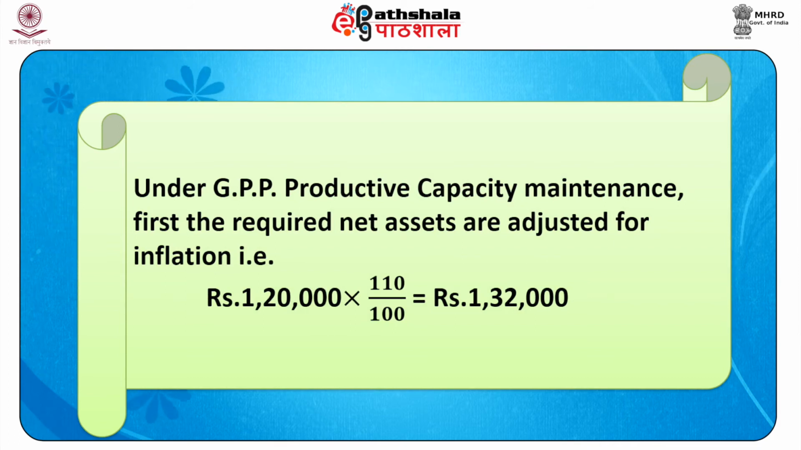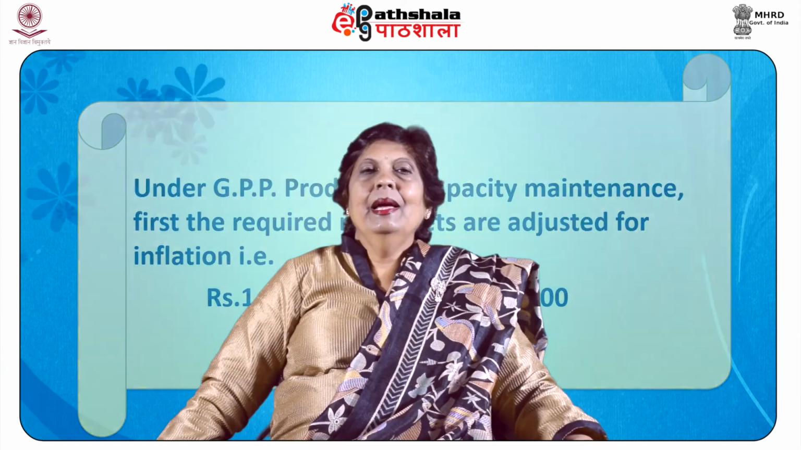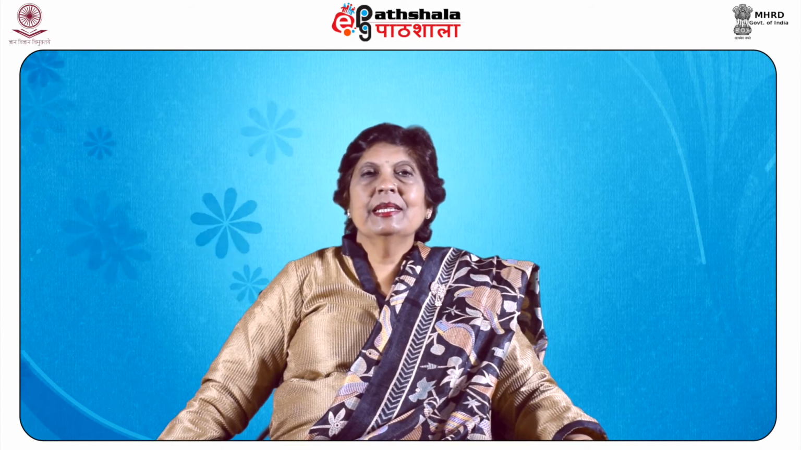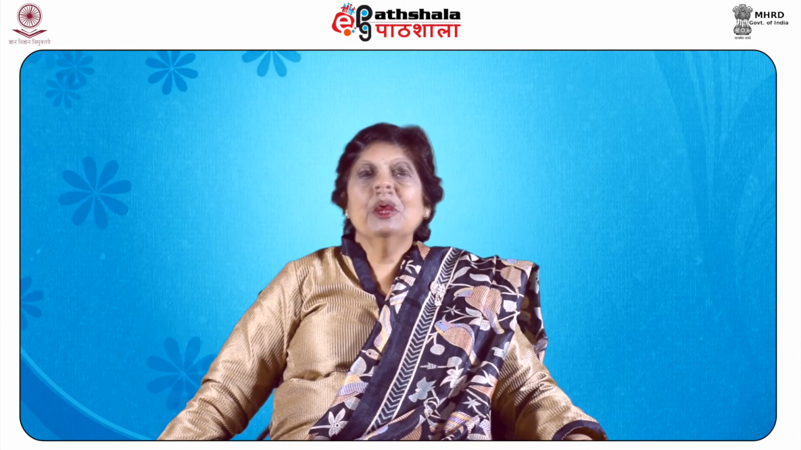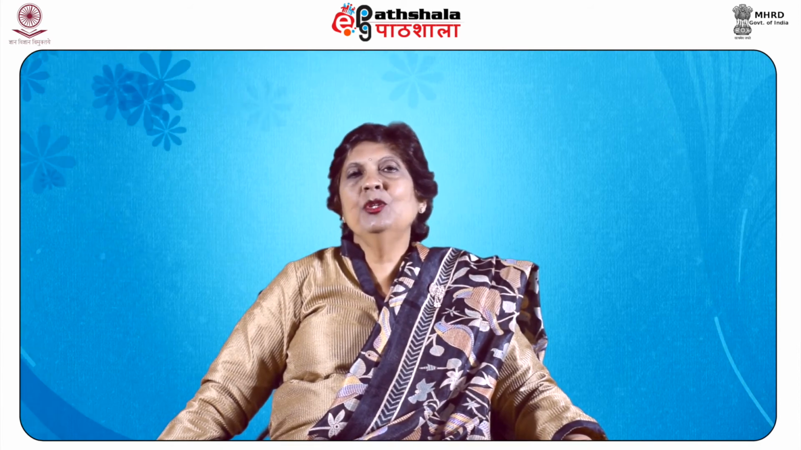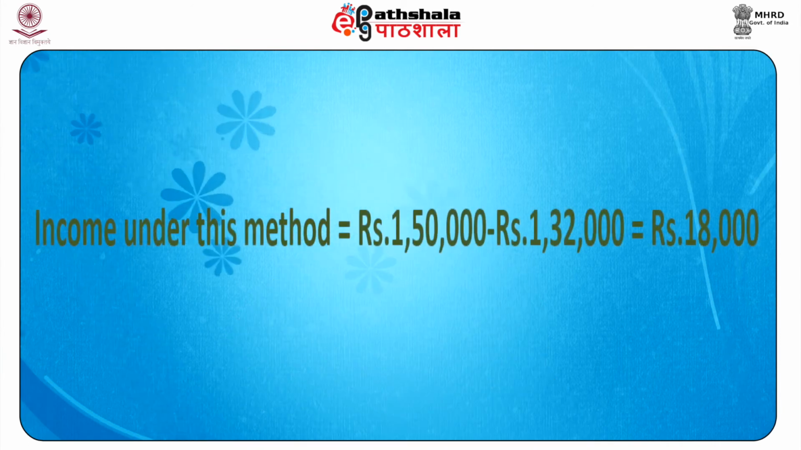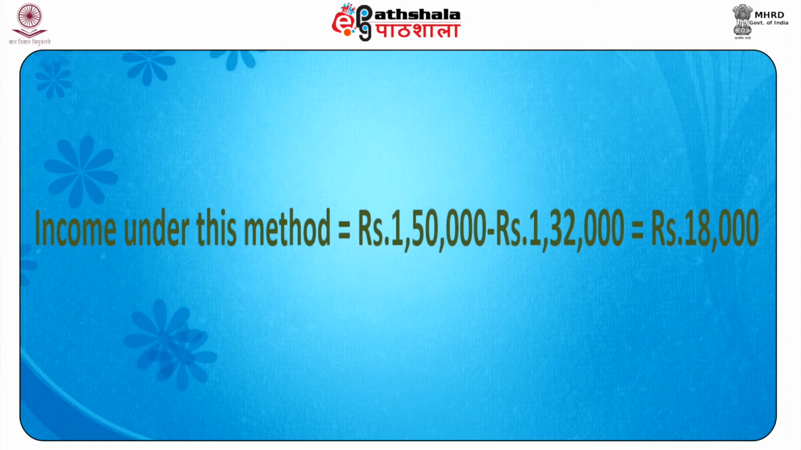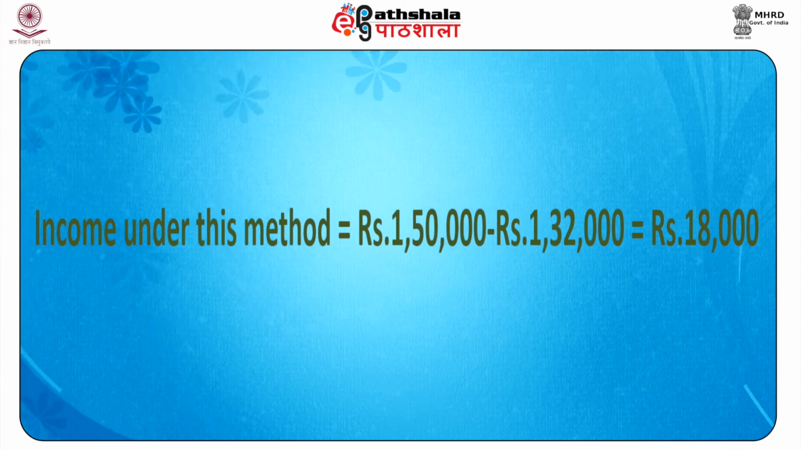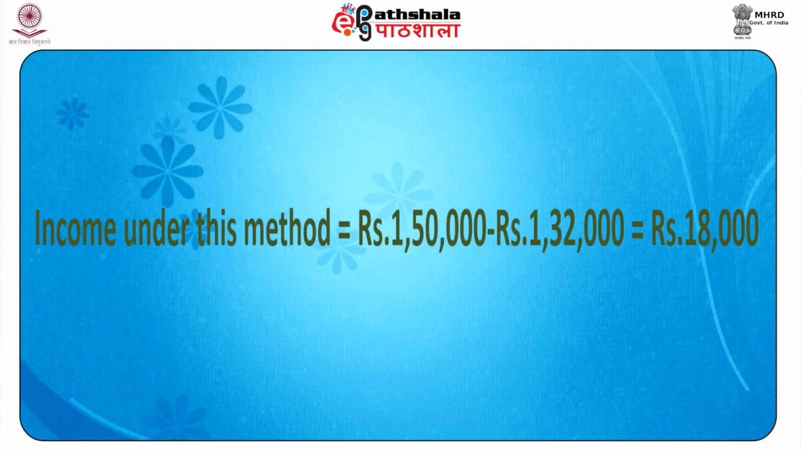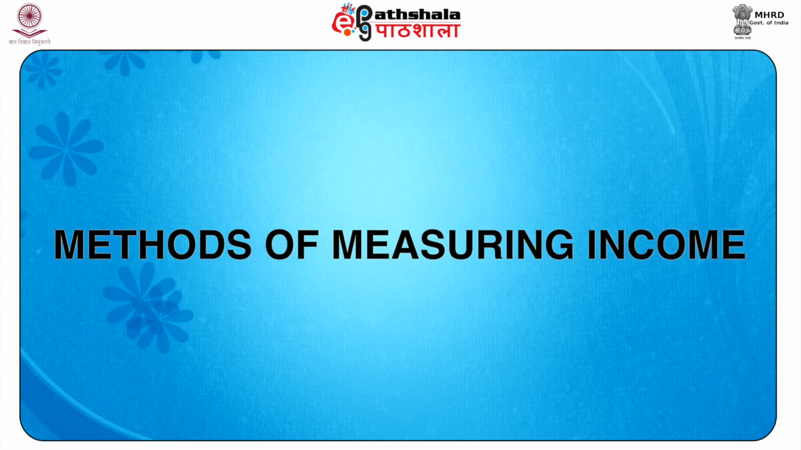Rupees 1,20,000 into 110 upon 100, which equals 1,32,000. And then this adjusted net worth of required assets is subtracted from the net worth of assets on 31st December 2013. That is, income under this method is equal to rupees 1,50,000 minus rupees 1,32,000, which is equal to rupees 18,000. Methods of measuring income.